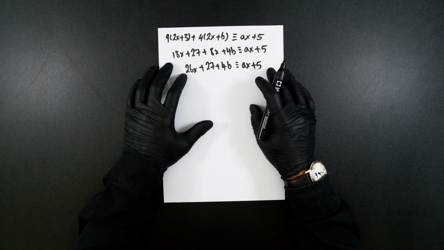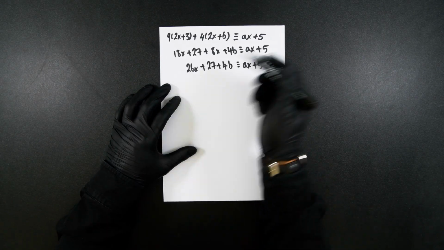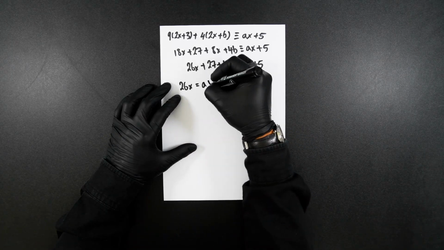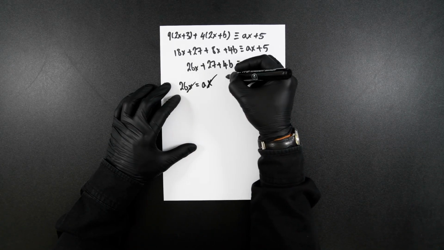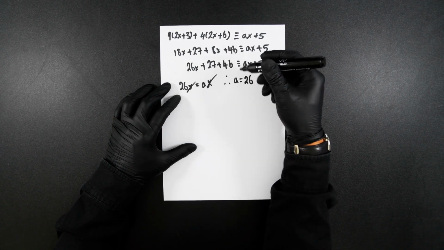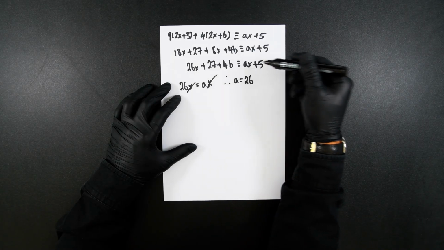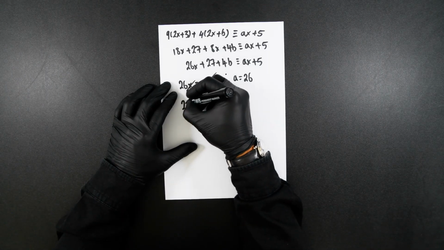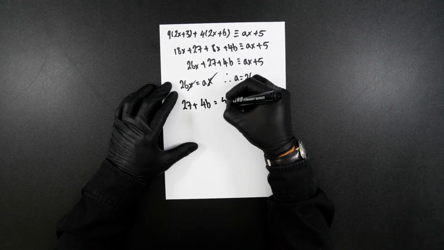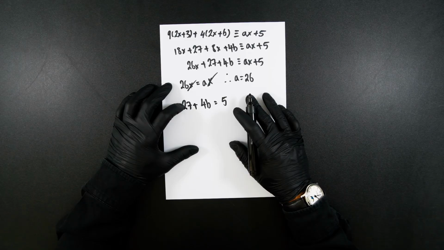Let's look at everything on the left-hand side which has x terms, and make it equal to everything on the right-hand side which has x terms. So fairly simple. We're going to have 26x, which is equal to ax. If we divide both sides by x, therefore a is going to equal 26. Let's now, there are no other terms. There's no x squared terms. There's only numbers now left. So that means now make 27 plus 4b equal 5. And we can now rearrange and solve this.